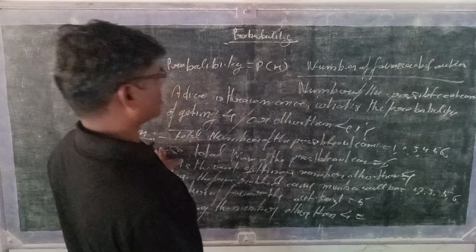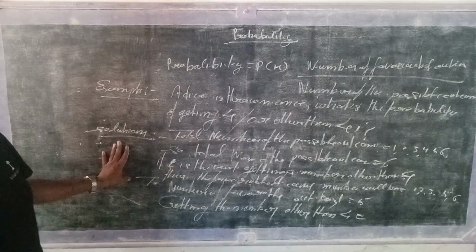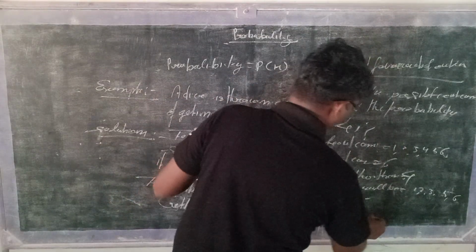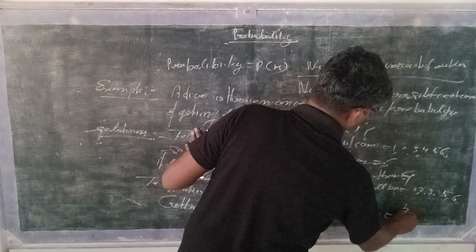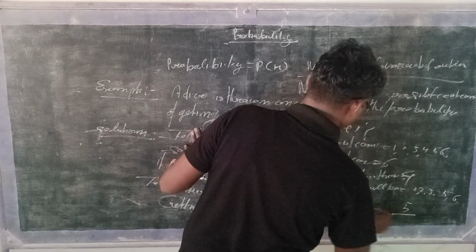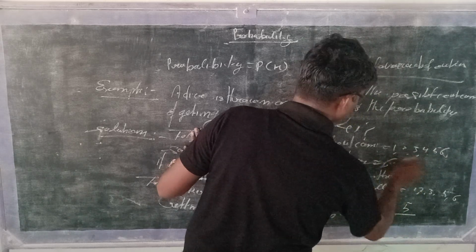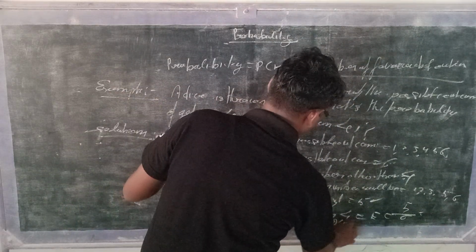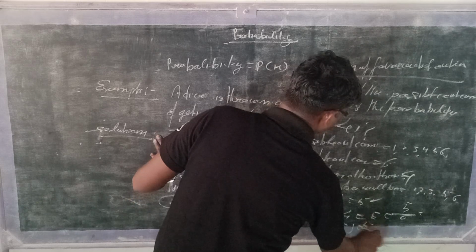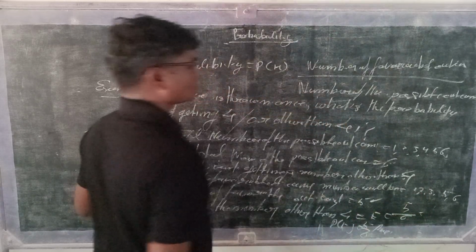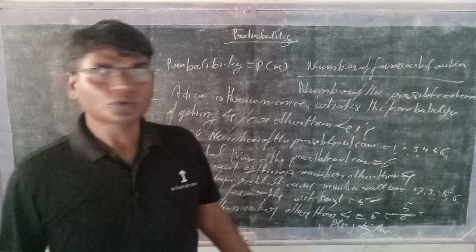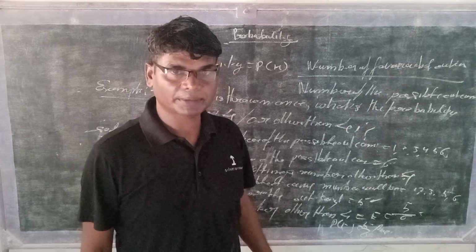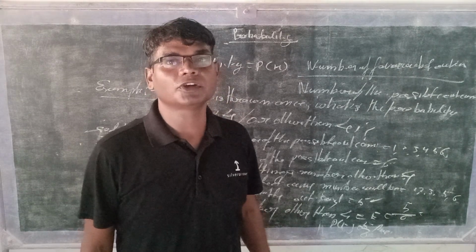The total number of outcomes upon given outcomes, it's a simple rule, so it would be 5 upon 6. Here the favorable number is 5 and the total number is 6, so the probability will be 5 upon 6. That will be the answer. Got it? I hope that you have understood whatever I have given you.